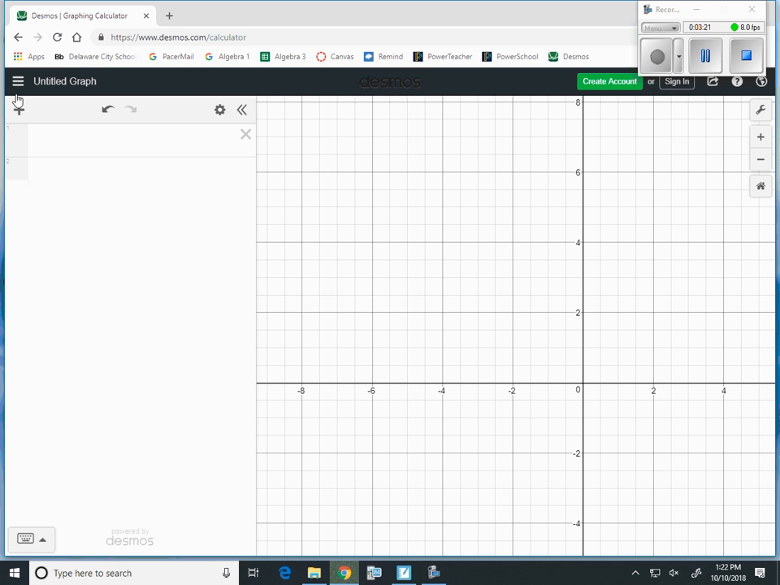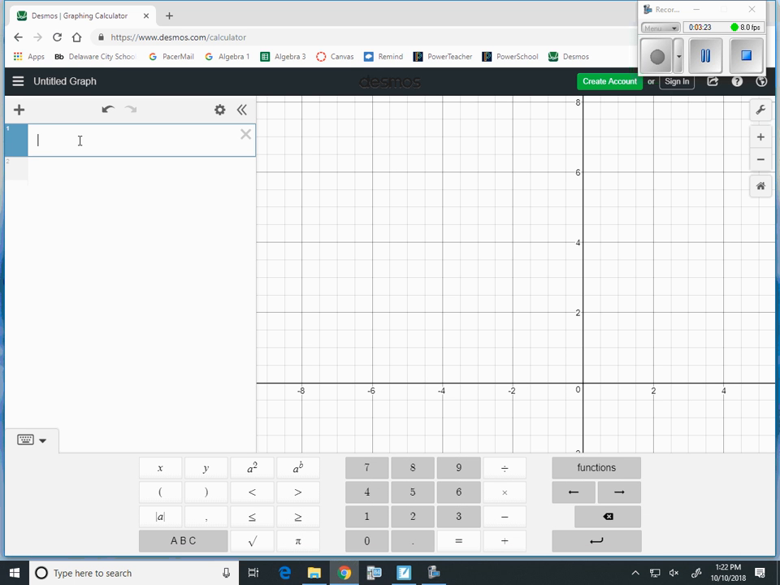Guys, I have exciting news. You no longer have to take 5 minutes to add a table. It's very quick. Once you put in your function, it's going to be really fast. I'll show you how to do it. Okay, so go ahead and put in your function. F of x equals 3x plus 5.